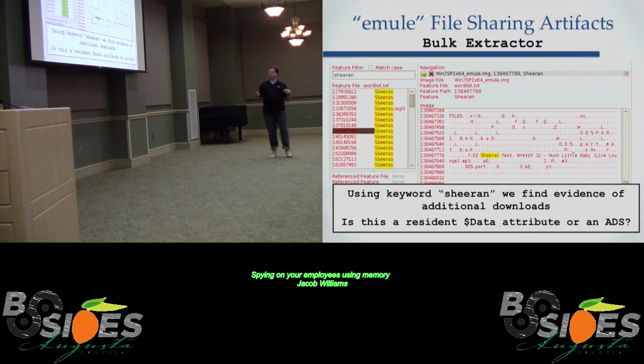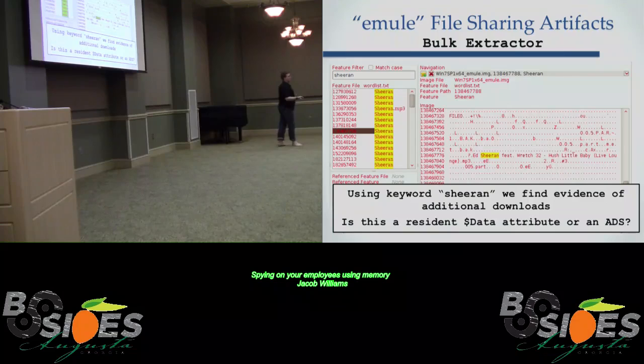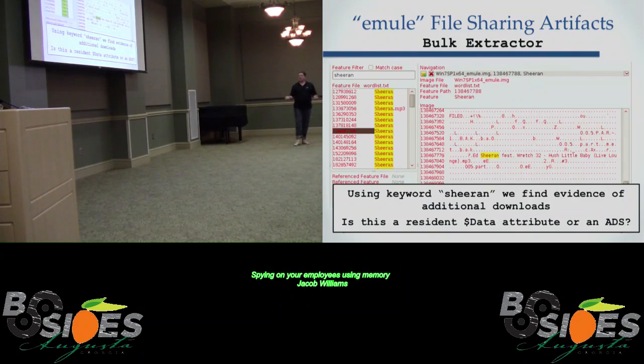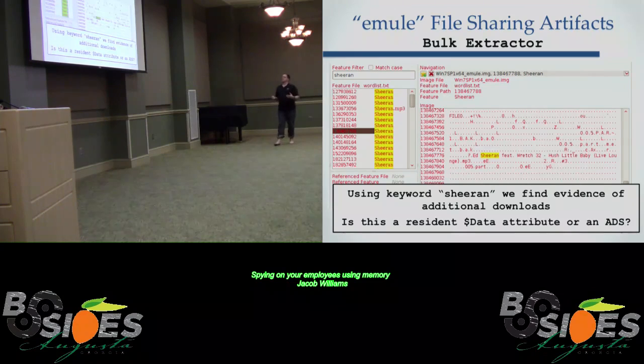Bulk Extractor Viewer will now go and parse those files. It has the convenience of having a hex editor that vectors you right into the memory image or disk image, or it doesn't even matter what it is. Bulk Extractor doesn't care, but it'll vector you right into that. And we search for Sharan because we saw the user downloading Sharan, and now we're finding new songs that we didn't previously know about. So we found additional evidence here.